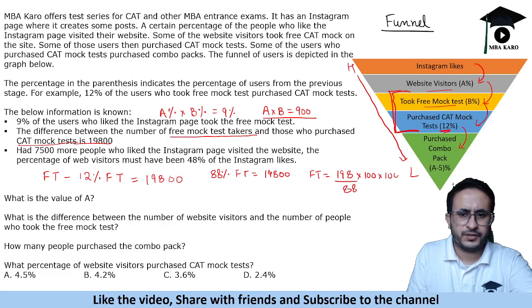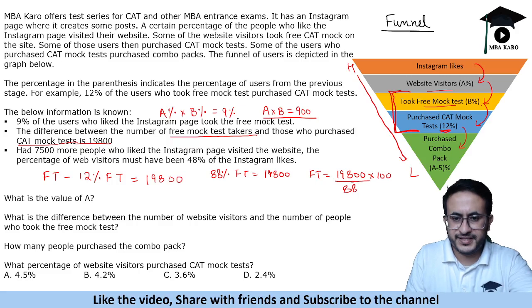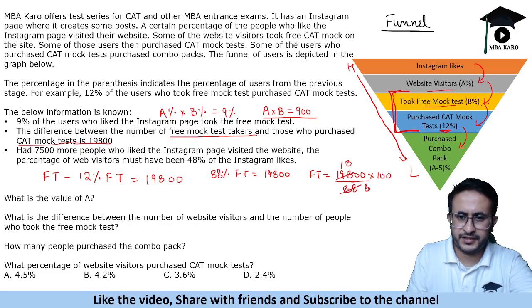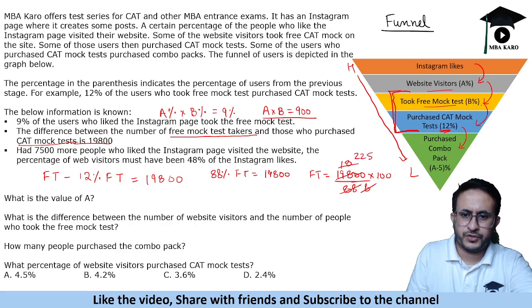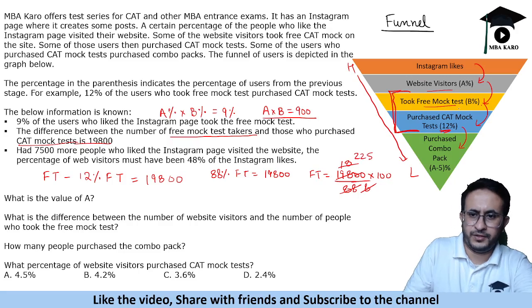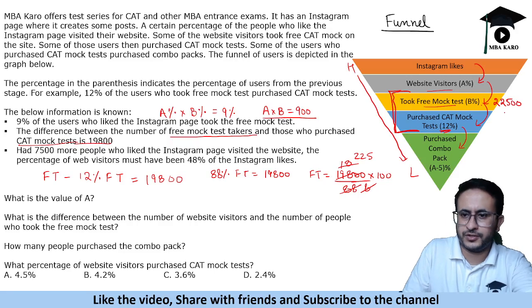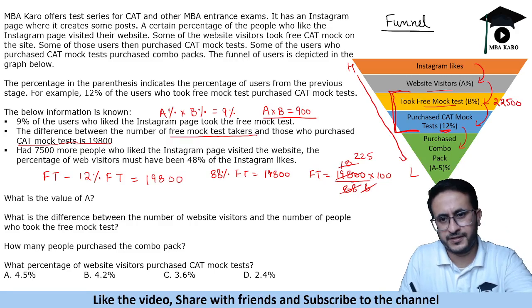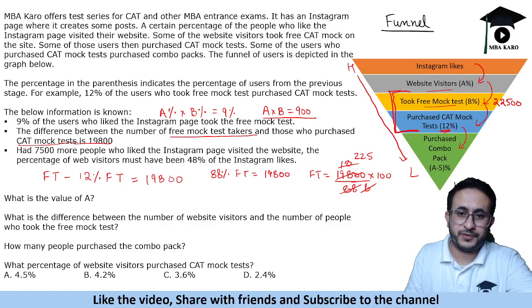Okay, so 19,800 is divisible by 11, so this becomes 18 by 8. So 1800 by 8 is 225. So this number, your free mock test, is 22,500. Okay, now that many took the free mock test.